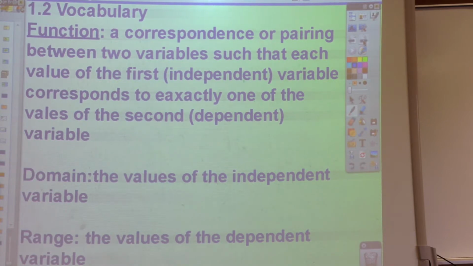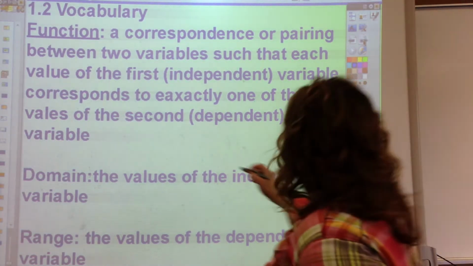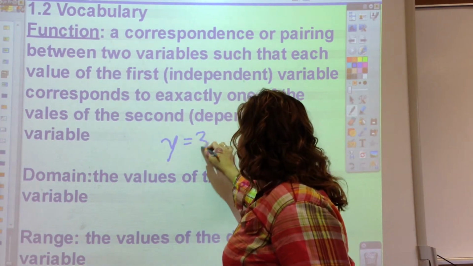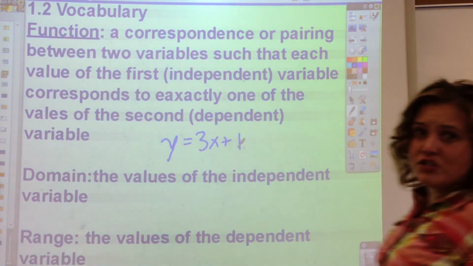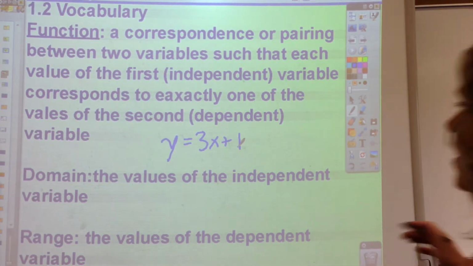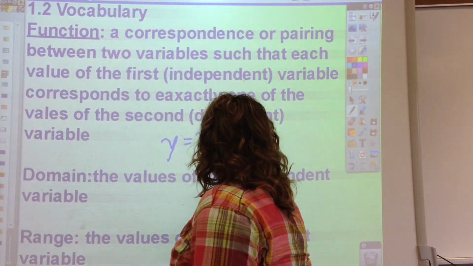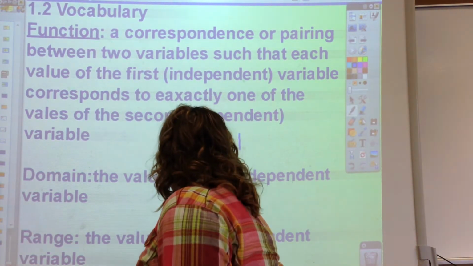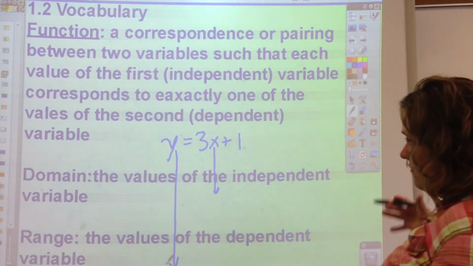A function is some relationship between two variables where one variable depends on the other variable. Now the domain are all the values of the independent variable, and the range are all the values of the dependent variable. A quick example that we're already familiar with would be y equals 3x plus 1. This is a function that we've probably seen at some point. The domain are all the values of x, which is the independent variable. And the range are all the values of y, or the dependent variable.